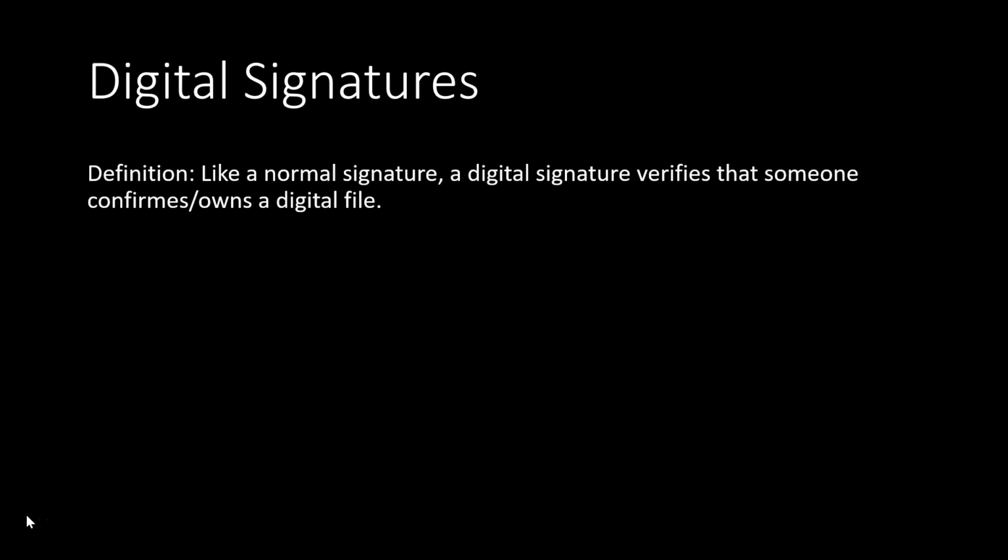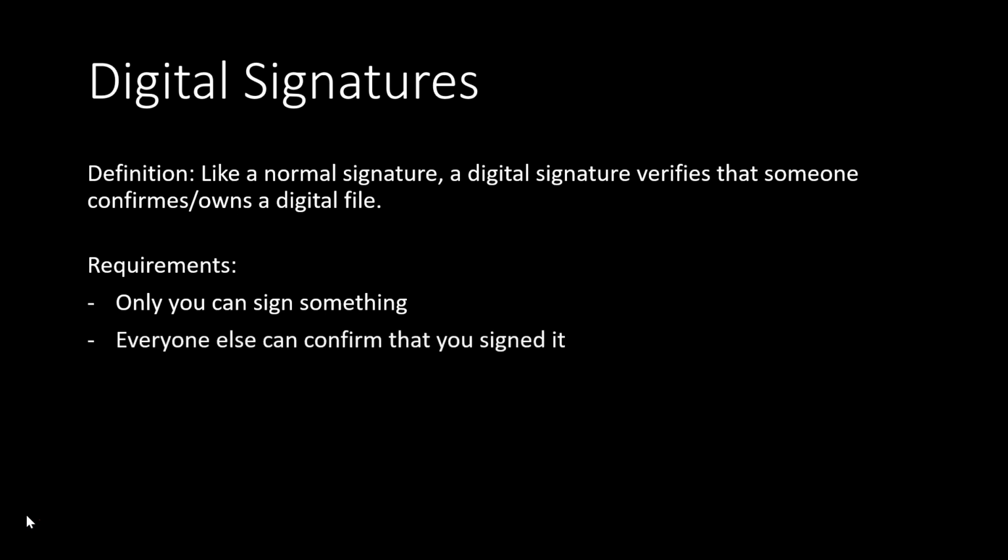A digital signature, like a normal signature, verifies that someone confirms or owns a digital file. What are the requirements for such a signature to work? Well, first of all, only you should be able to sign something. You must have the unique capabilities to put down that signature on a file, and no one else can copy your signature. Then everyone else should be able to confirm that it is your signature.